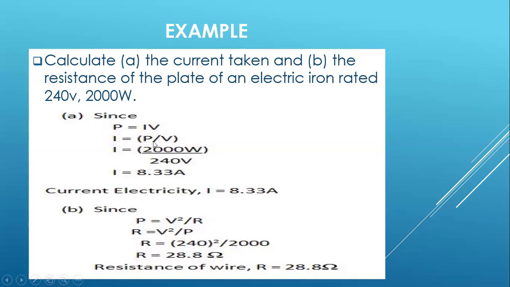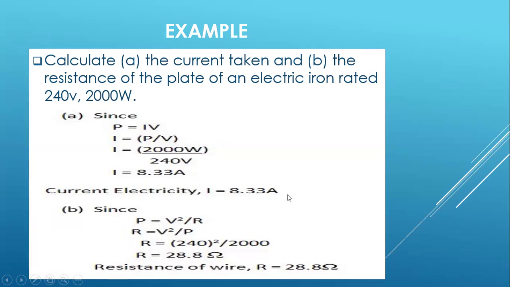Now we substitute the values, whereby the value of the power is 2000 watts and the voltage is 240 volts. So if you substitute the values, I is equal to 2000 watts divided by the 240 volts. Then our answer, that is the current I, is equal to 8.33 ampere. Simple like that. So the current I is equal to 8.33 ampere.